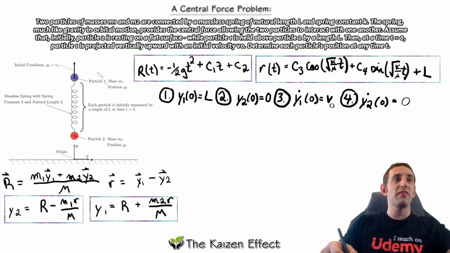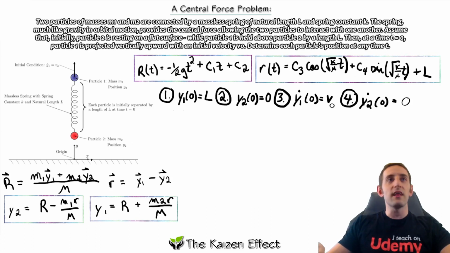Next, we can take a look at the positions. For particle 2, the problem says that initially, let's see, particle 2 is resting on a flat surface.